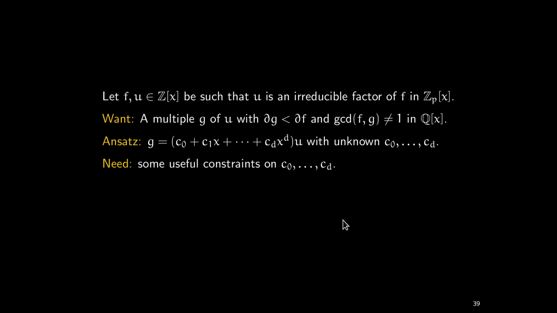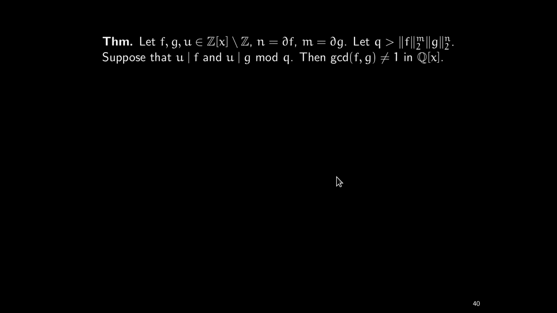So what we need in order to determine reasonable candidates for these c's that are worth checking, whether this g has a GCD with f, we need some constraints on the c's. So where could they come from? Here's the theorem.